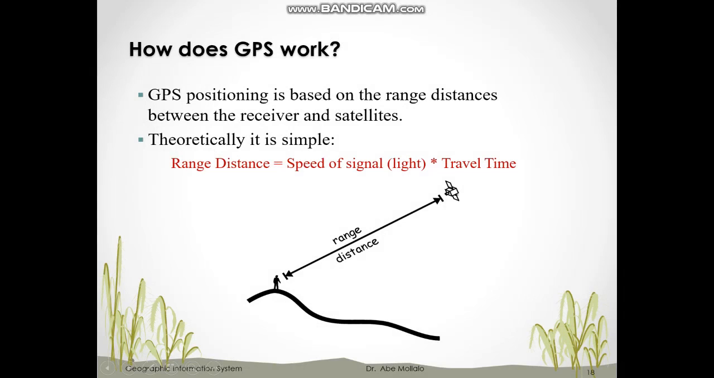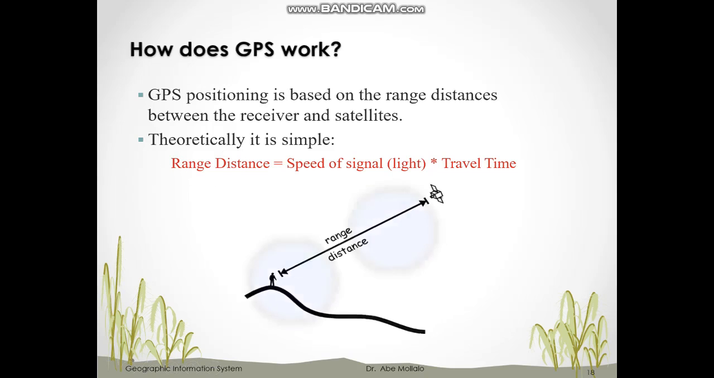Theoretically, it's very simple. The range distance between a satellite and receiver equals the speed of the signal times the travel time from satellite to receiver. The speed of the signal is actually the speed of light, a constant and already known value. The question is how we can calculate the travel time between satellite and receiver. If we have the time information, we plug it into this formula, and then we have the range distance, and the problem is solved.